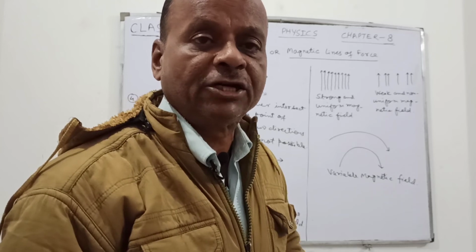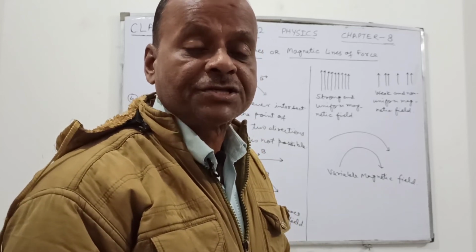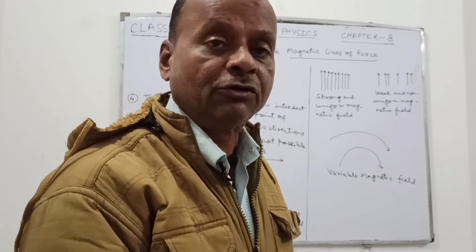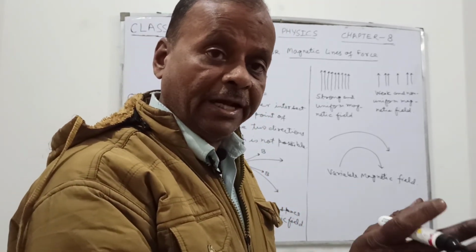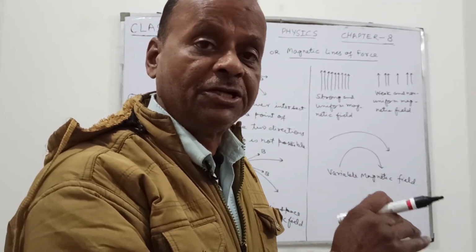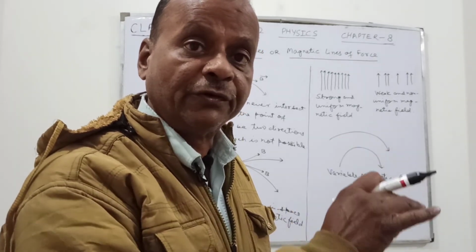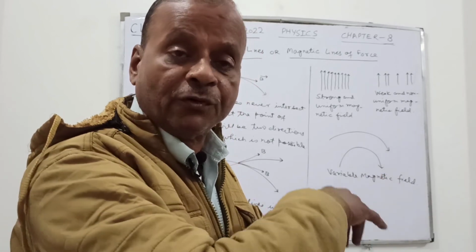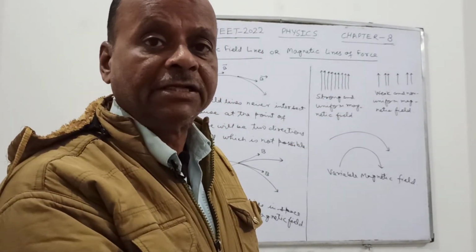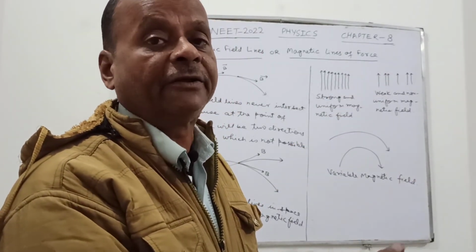The magnetic field is said to be strong when the lines are very close to each other and equally spaced, and when the lines are apart from each other but not equally spaced, then this is the non-uniform and the weak magnetic field. When these lines are in the form of a curve, then they represent the variable magnetic field.